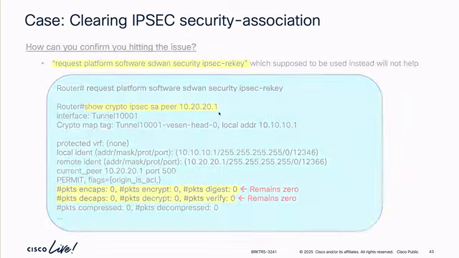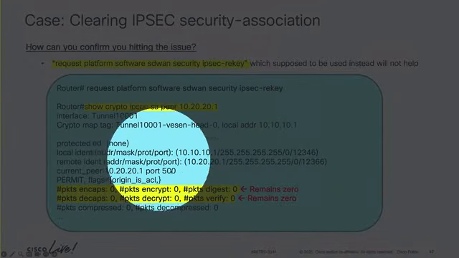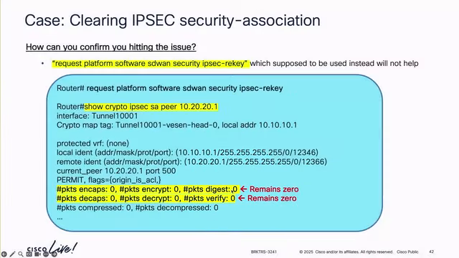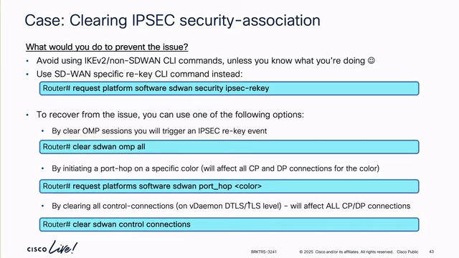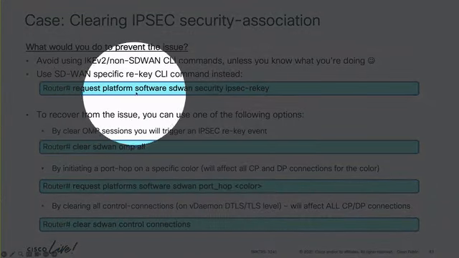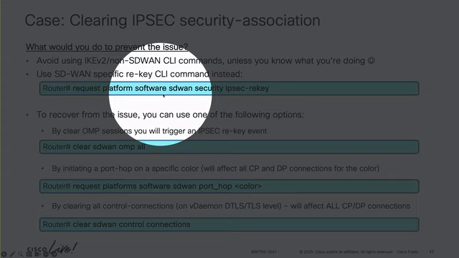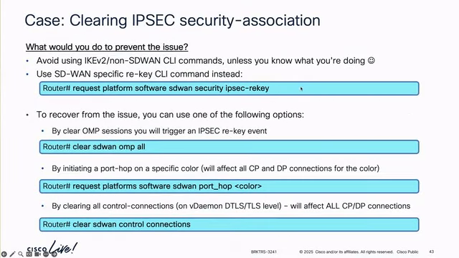So first of all, you can confirm if you have that issue by seeing there are no packets coming into your IPsec session after that particular command. But then you can recover multiple ways. First of all, you can manually do a rekey in the normal way, the way you should do it in SD-WAN. You should use a different command. Instead of clear crypto peer session, you need to use request platform software sdwan security ipsec-rekey. That's quite a long command. You don't really need to remember it.